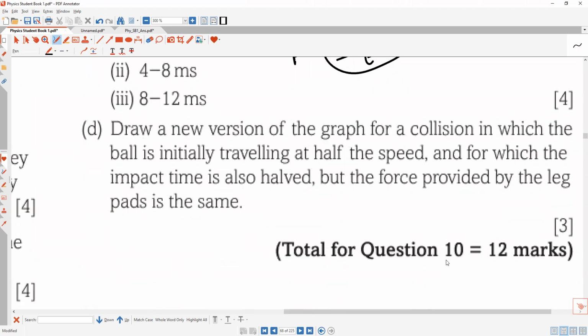Now, they said draw a new version of the graph for a collision in which the ball is initially traveling at half the speed. Previously how fast it was going, I don't need to know. If your speed is halved, your momentum will be halved, no? If your speed is half, your momentum, wait, somebody messaged me.